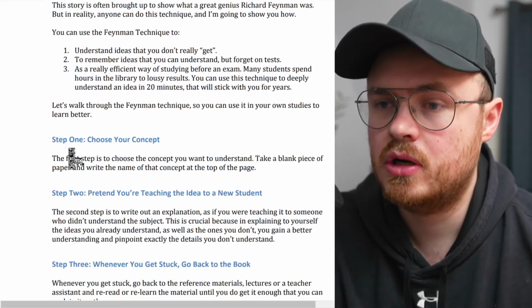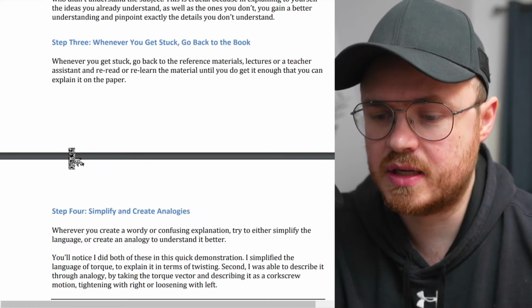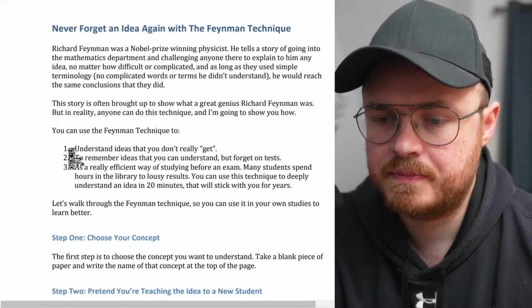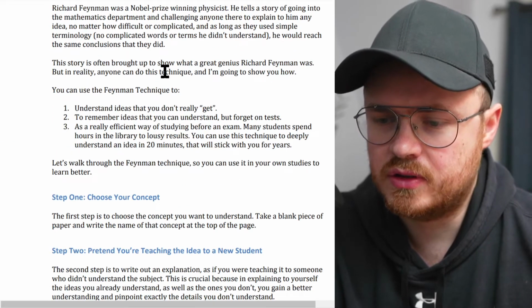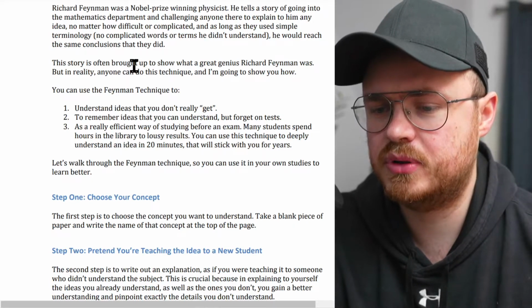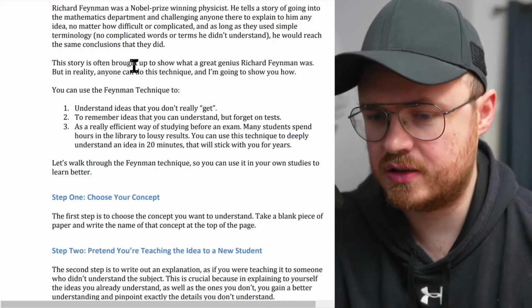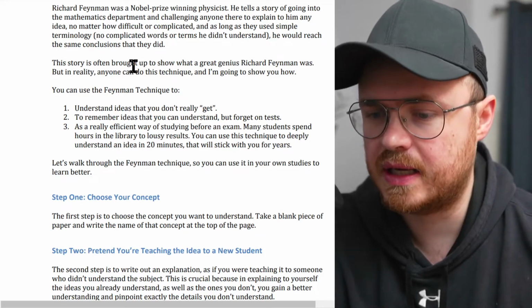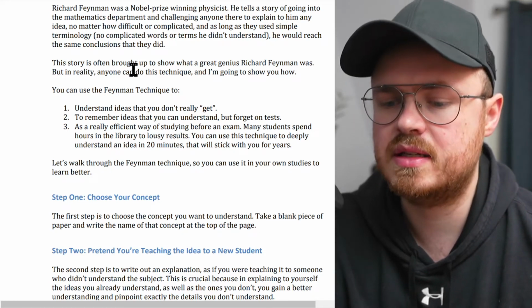And so we're going to go through the 4 steps of the Feynman process here. There's a little story about how Feynman put out this challenge to people that he could understand anything as long as they explained it to him in language he could understand, like simple language.